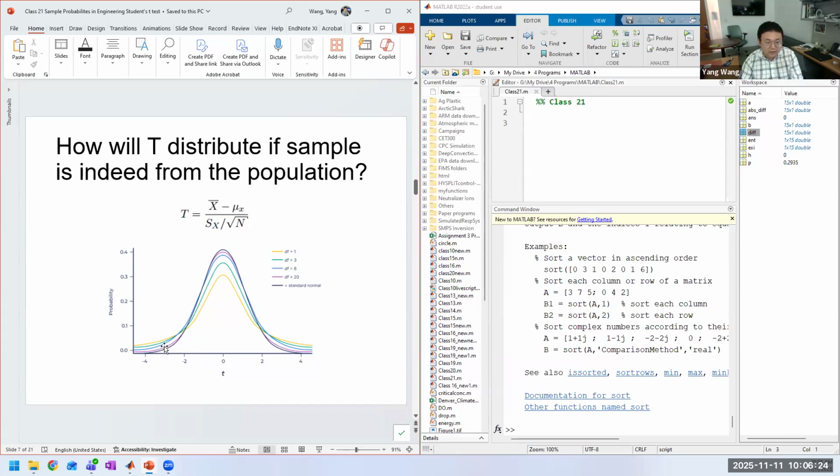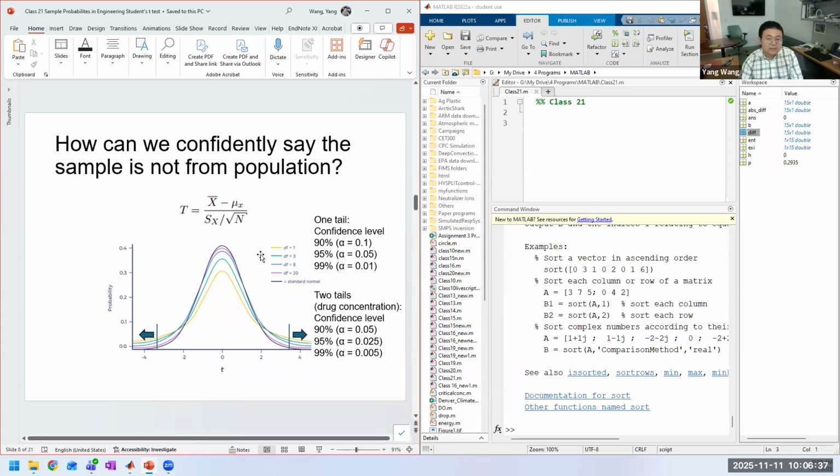And if the T value is smaller than this critical T value, or if the T value is larger than this critical T value, then we say that the sample is different from the population, right? As simple as that. So basically, this is how we can use the T distribution to tell whether the sample belongs to the population or is outside the population. So we further consider the scenario of the one-tail test or two-tails test.